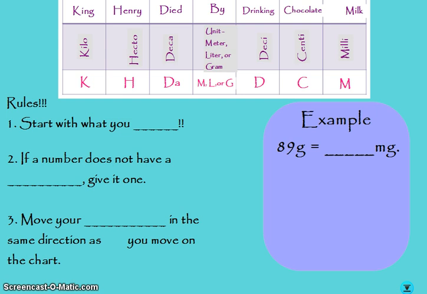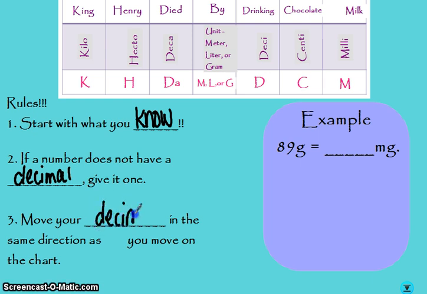So, the rules are that you always start with what you know. And, let me fill it in. Two, if a number does not have a decimal, we give it one. And remember that in any whole number, the decimal is on the right. And then we're going to move your decimal in the same direction as you move on the chart.